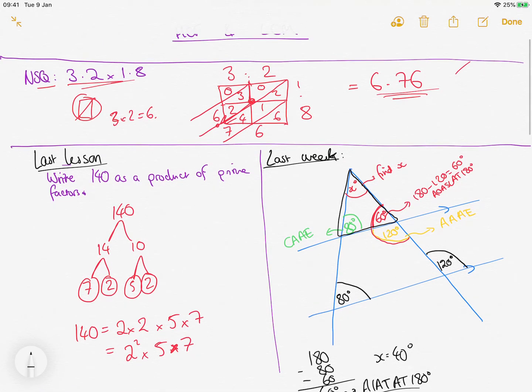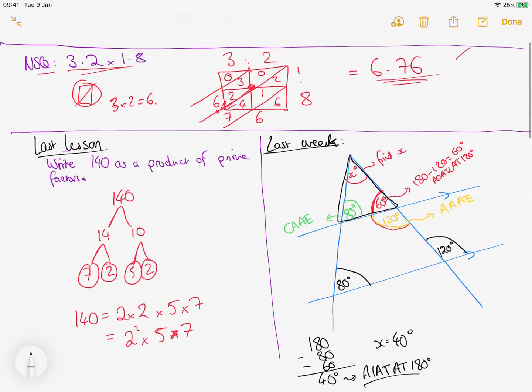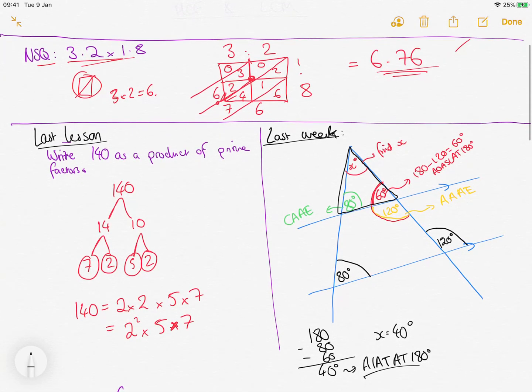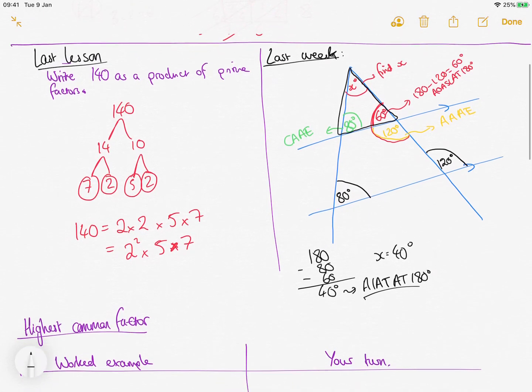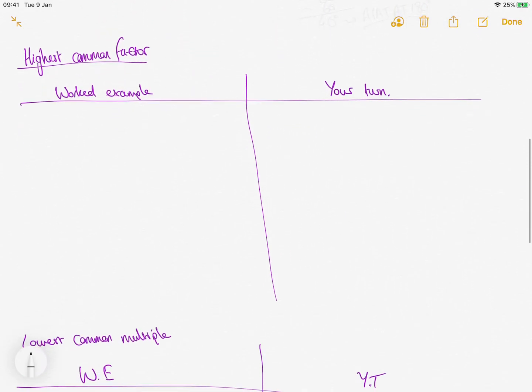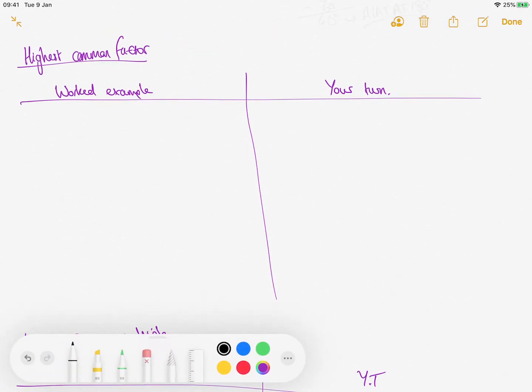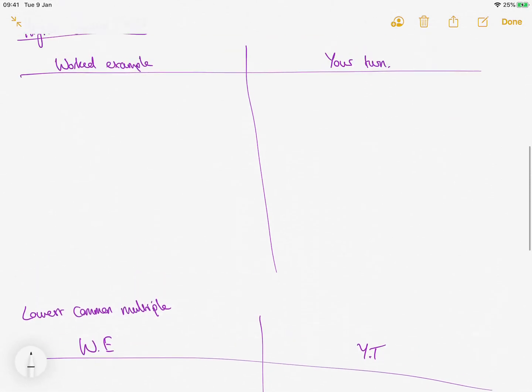Right, mark everything you've done in red pen and just make any notes about anything. Email me if you're confused about any of that. Right, we're just going to go through working out highest common factor and then on to lowest common multiple.